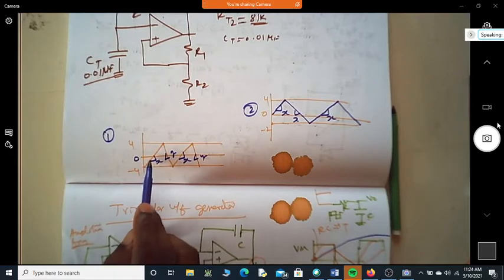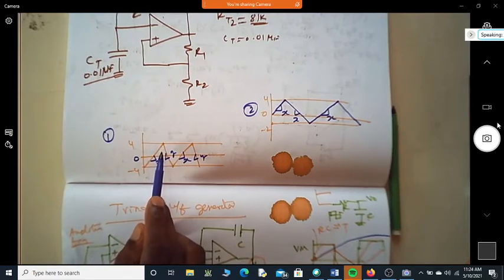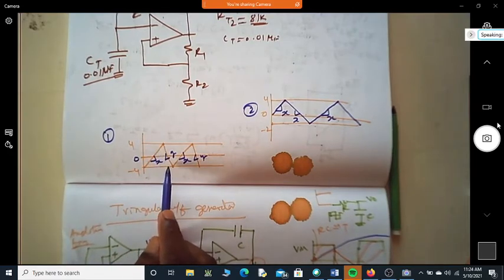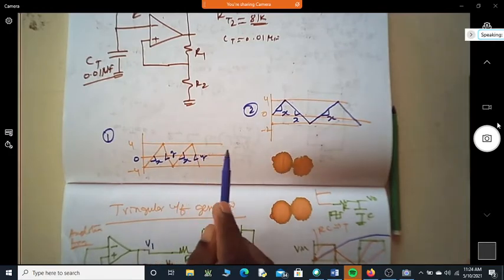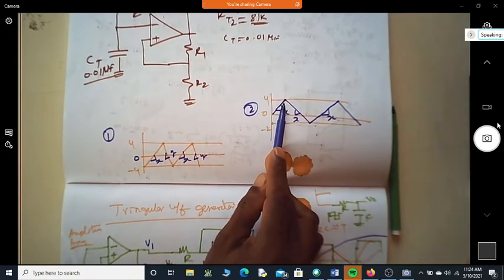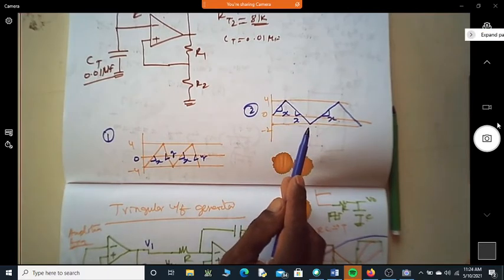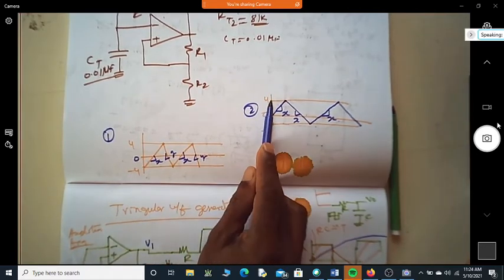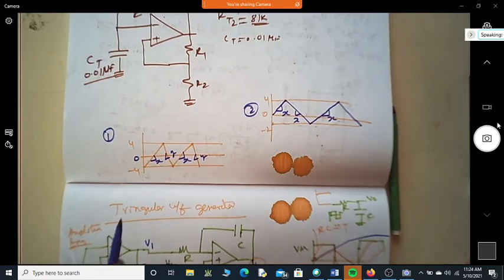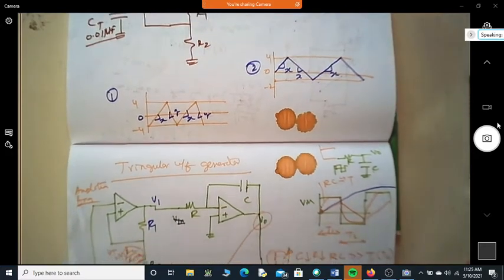Of course, here the slope is okay. It's not so steep. Here it is coming down quickly, and here you can see the slope of rising and coming down are same, but the amplitudes are different. But here the amplitudes are same. In which case, what are the changes in circuit you want to make?